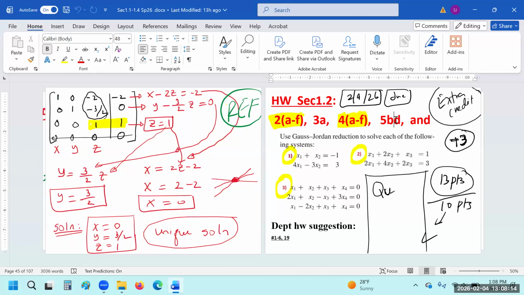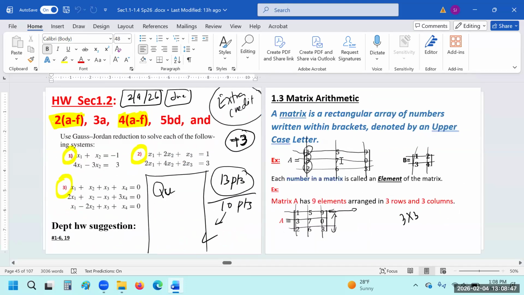So I think total 10 questions or something like that. Not 10, sorry. 2 and 4 are just conversion from matrix to system of equations, or system of equations to matrix. So the actual math is question 5 and this 1, 2, 3.